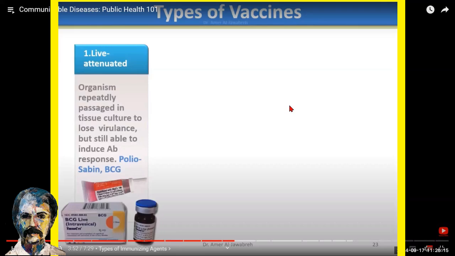An example is polio Sabin. We have two polio vaccines, one is Sabin and one is Salk. These are the names of the scientists, Sabin and Salk, yes? And we have also one against BCG. What's BCG?